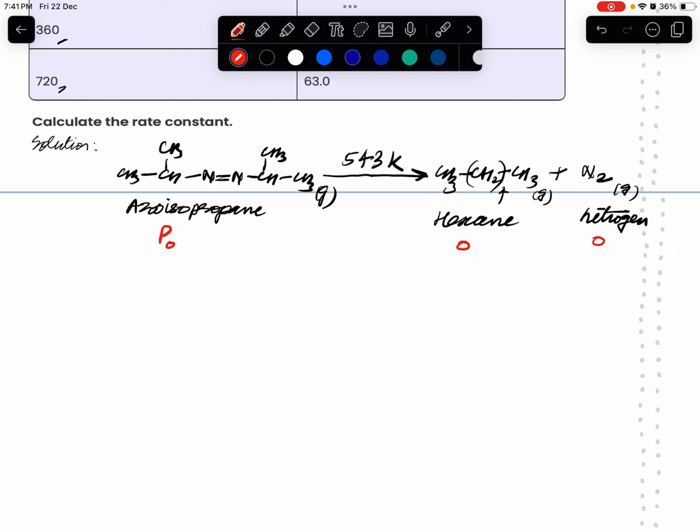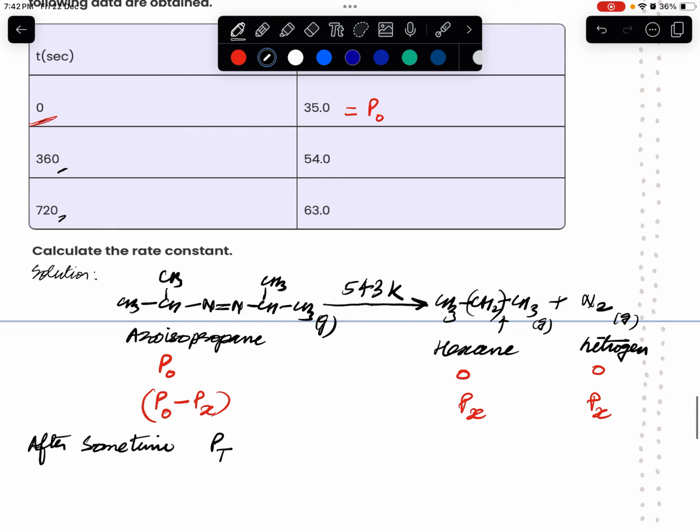Now after some time some amount of this has been converted into product, so the amount left will be the initial amount minus the amount converted, that is Px, and here Px amount of the first and the second component will be produced. Okay. Now after some time we will have all three gases in the medium. So after some time there will be a total pressure, and this total pressure they have given as P total at a given time.